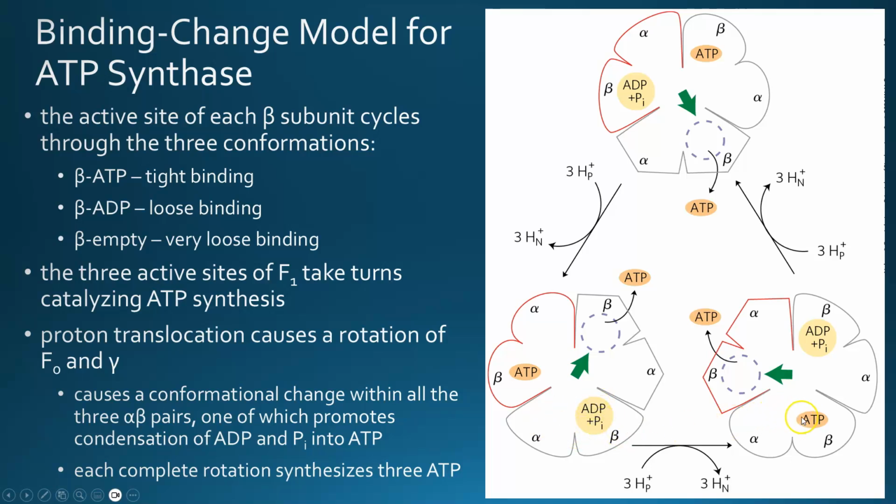Then it can change the conformation to the tight binding state, where it forces the ADP and the phosphate to bond together to make ATP. And then when it changes conformation one more time into this state, it becomes empty again, or the open state. If you look at each of the subunits, they require, according to this diagram, roughly 3 protons to change conformation each time. So 3 protons, 3 protons, 3 protons, 9 protons, but 3 ATPs are produced.